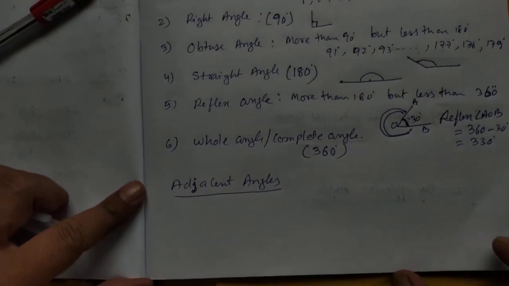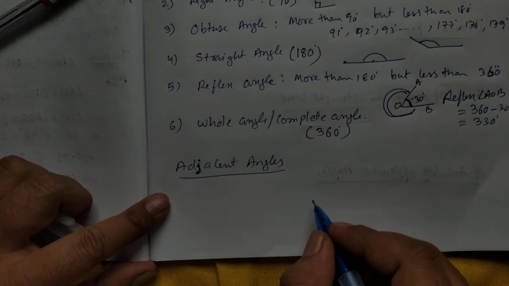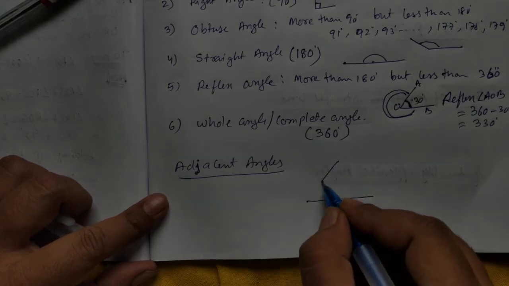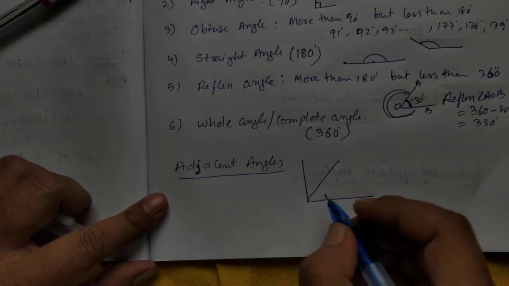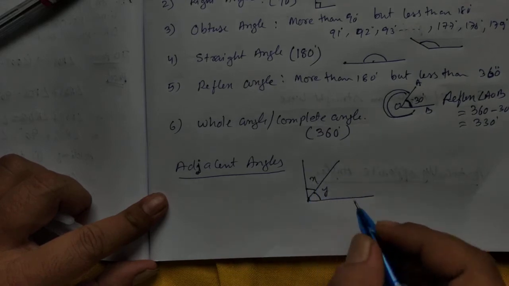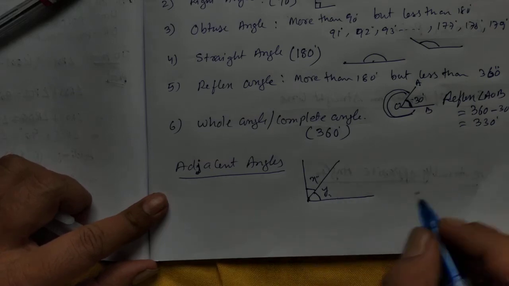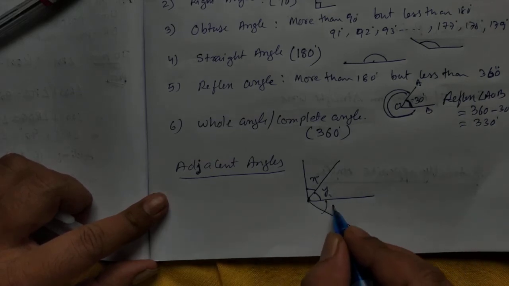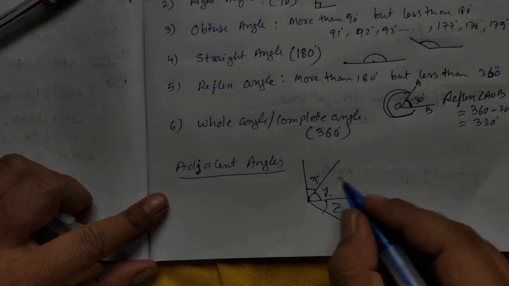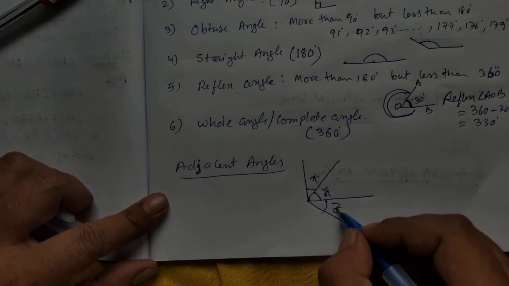Let's go to adjacent angles. Adjacent angles means, suppose two angles with a common arm. Suppose this is angle X and this is Y. So we can say X and Y are adjacent angles. Clear? Suppose I made one more angle Z. X and Y are adjacent, Y and Z are adjacent. X and Z are not adjacent, okay?